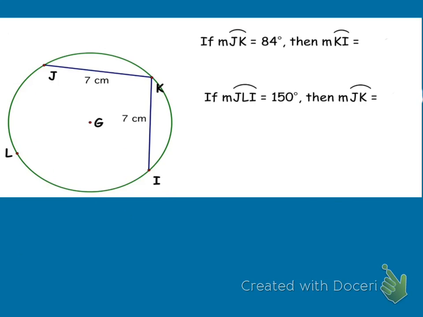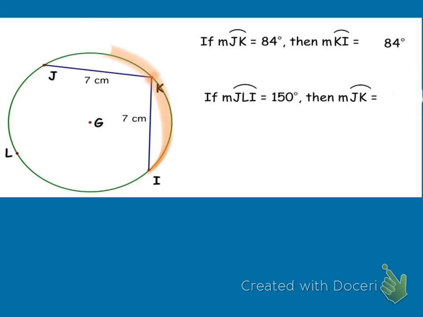All right. So here we're given two chords, JK and chord KI, and they are both given as congruent, both equaling 7 centimeters. So if I know the measure of arc JK is 84 degrees, what is the measure of arc KI? That's right, it's also 84 degrees. Because the chords are congruent, then their arc measures are congruent.